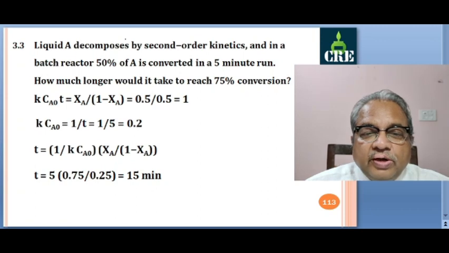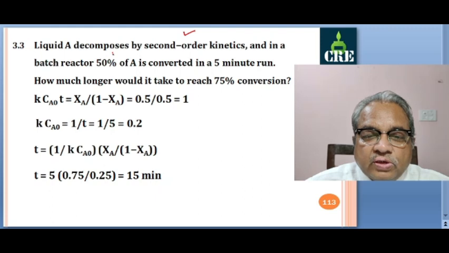Next problem: liquid A decomposes by second order kinetics. Now kinetics is second order. Minus Ra is equal to K Ca square. If you solve in terms of conversion, because our data is in terms of conversion, again 50% of A is converted in a 5-minute run, and you have to find out for 75%. Same problem, same data.